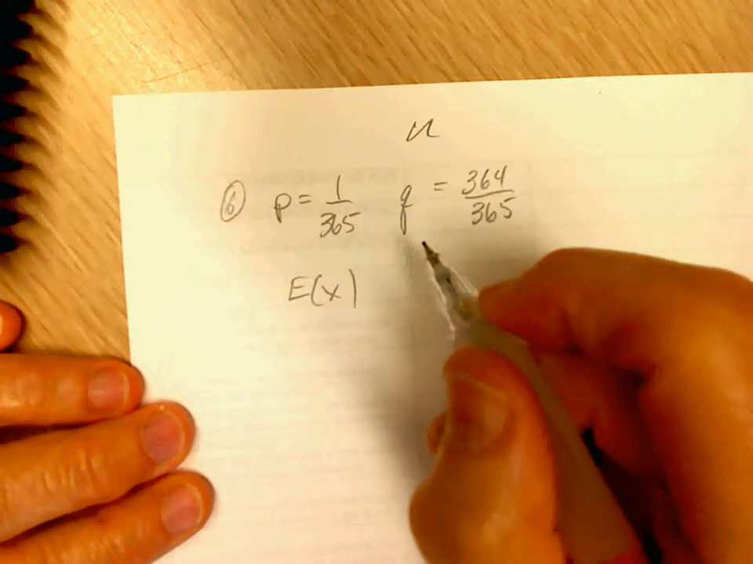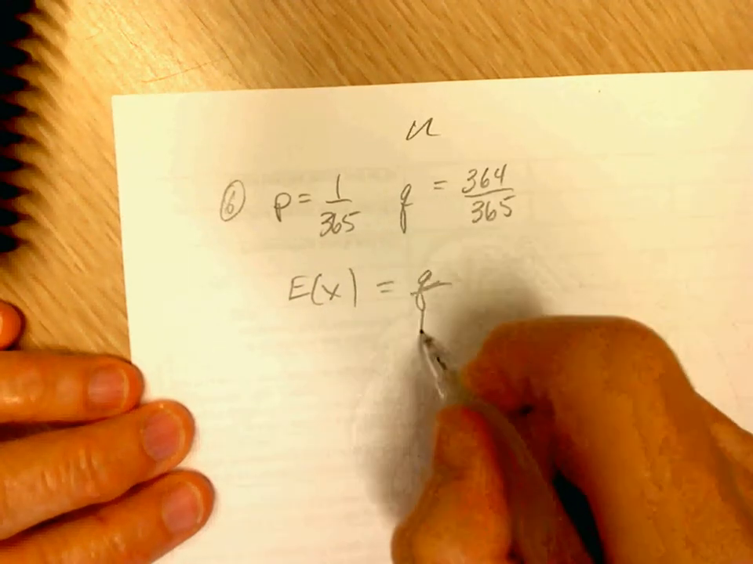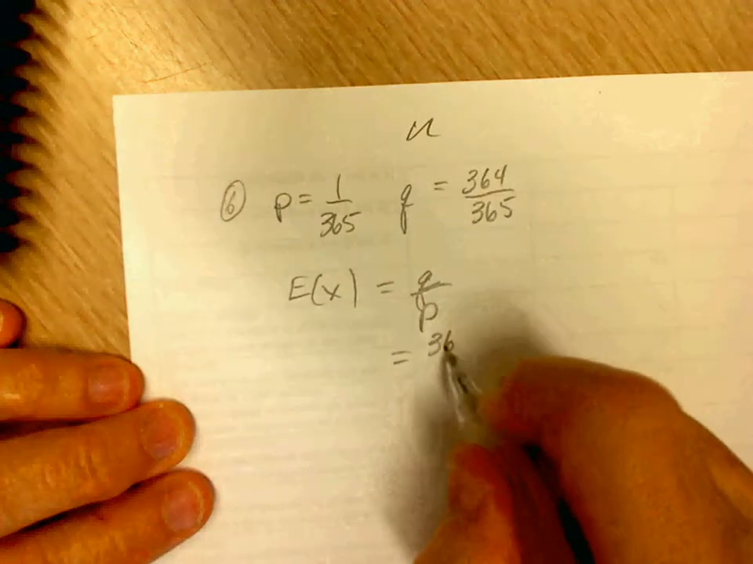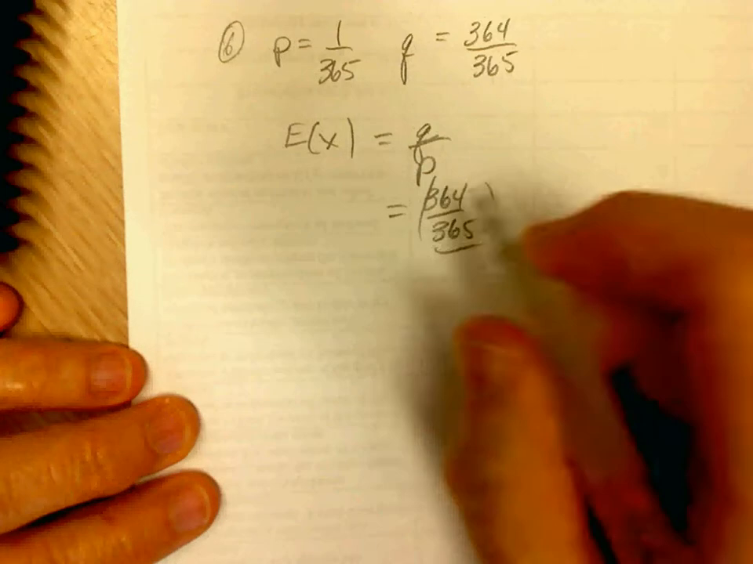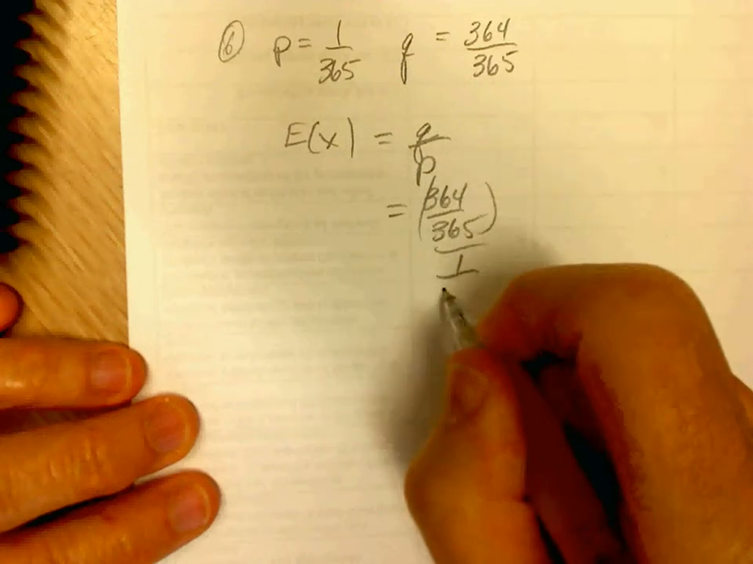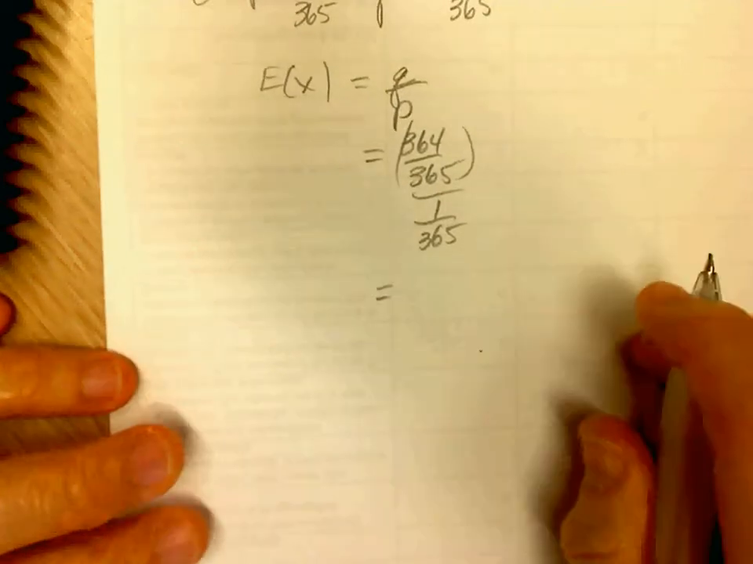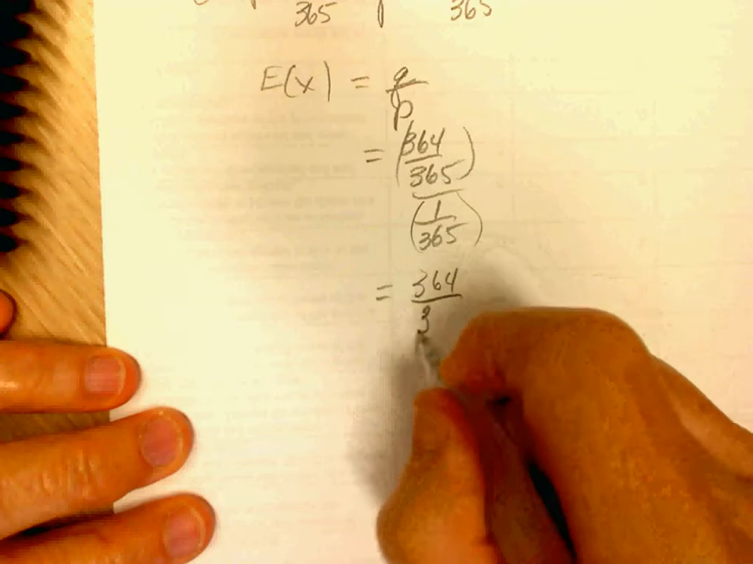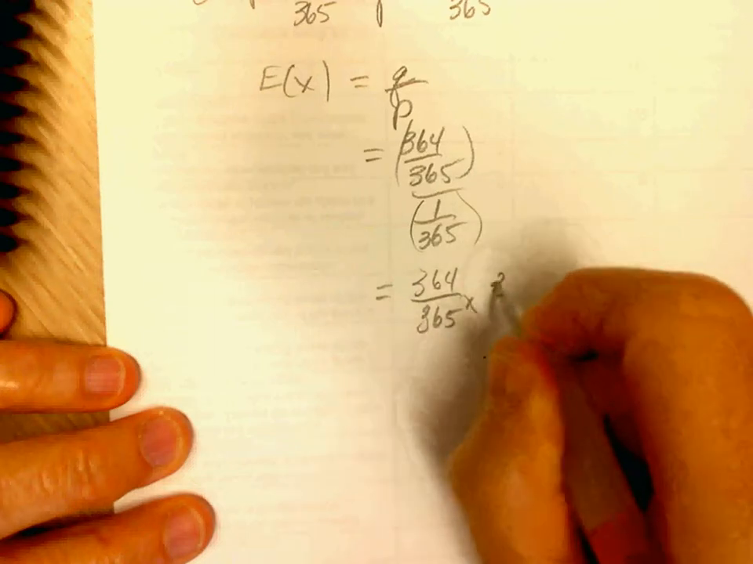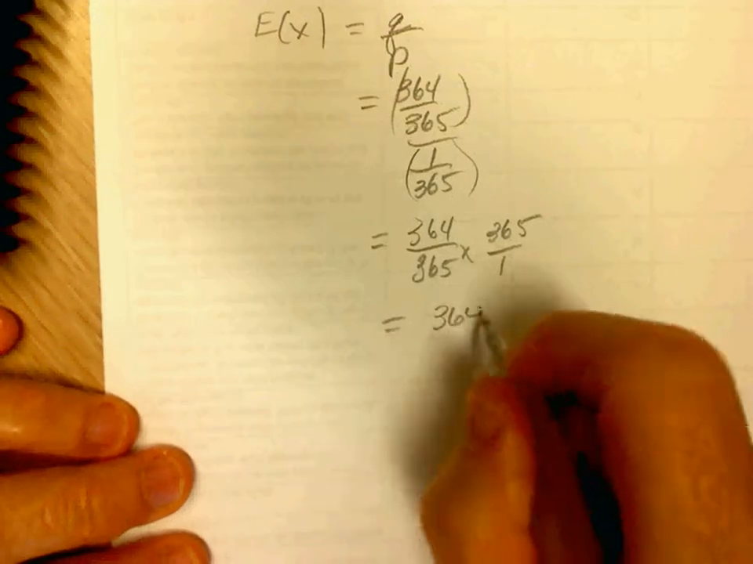So the expected value, the expected number you would have to sample to find someone with the same birthday as yours is Q over P. So that's 364 over 365 all over 1 over 365. When you divide by a fraction, you multiply by the reciprocal. And that is equal to 364.